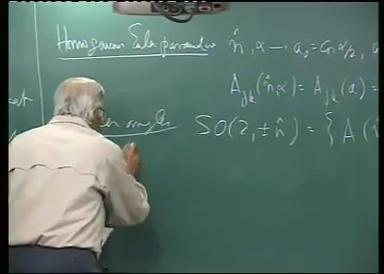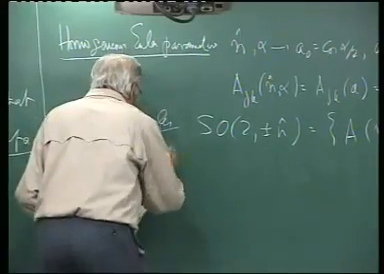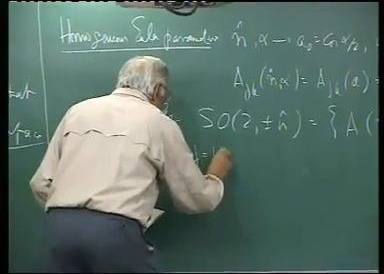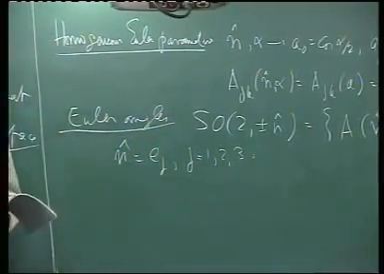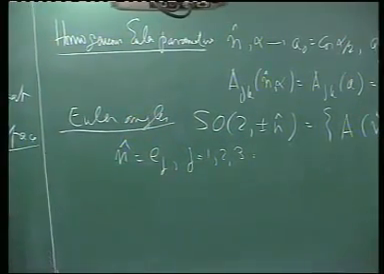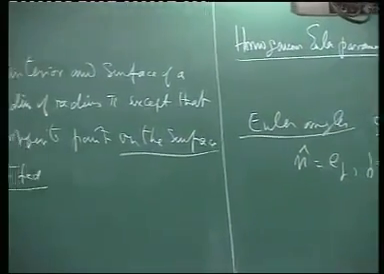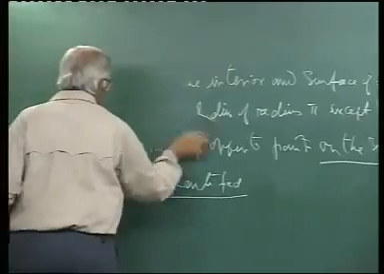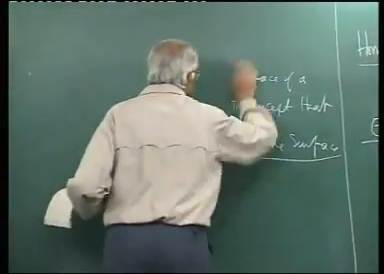If you take n to be the 3 unit vectors in sequence, one after the other, in the 3 coordinate directions, then you will get 3 out of these infinitely many SO2 subgroups. So those are important, so I will just write them out.